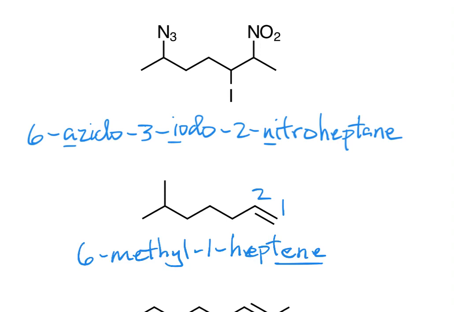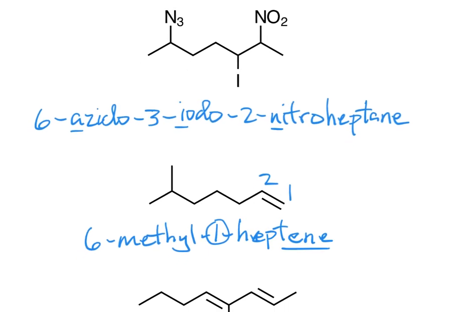Now, there are always 2 ways to write out the name for things that have double bonds and triple bonds, as we'll see, and that has to do with where we locate the number that indicates where the double bond is. So an alternative name for this compound, and one that is perfectly acceptable, would be 6-methyl, so that part doesn't change.